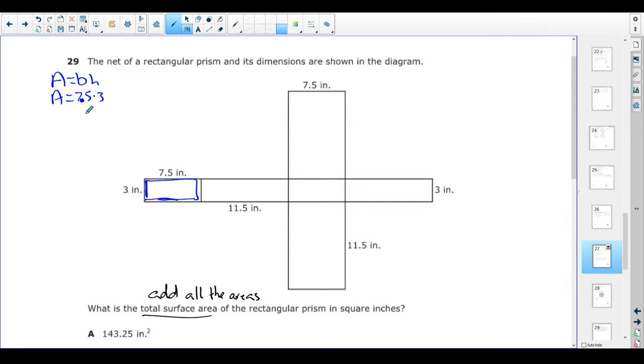We just multiply those together, and that is 22.5 inches squared. So we can call this 22.5. And then if this one is 3 by 7.5, then so is this one here. Because even if it's not labeled, we see it's still 3 inches tall and 7.5 inches across, so 22.5.